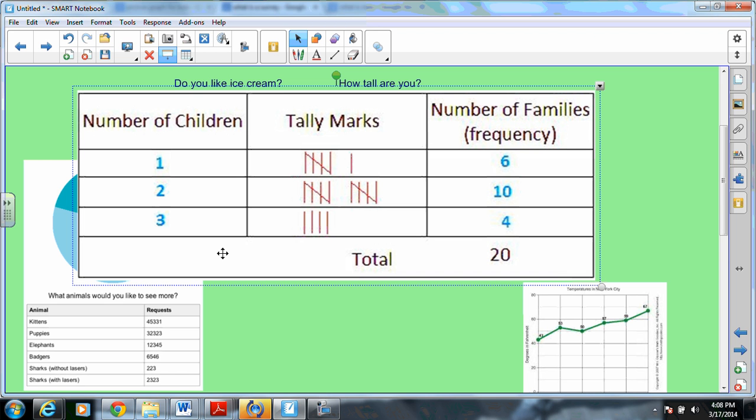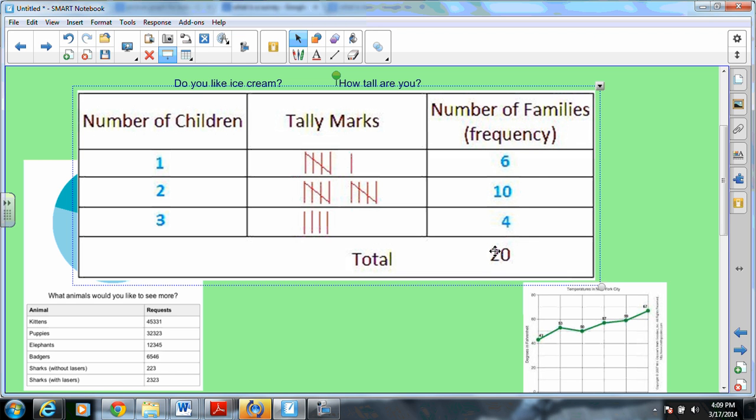And as they were being asked the survey, the people who were keeping track of the data made tally marks. So I can see clearly from the tally marks that 6 families have 1 child, and they just wrote it in number form, in digit form here. And then 10 families have 2 children, and 4 families have 3 children. And they asked a total of 20 families that question.